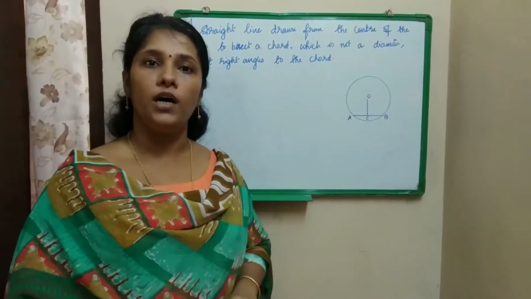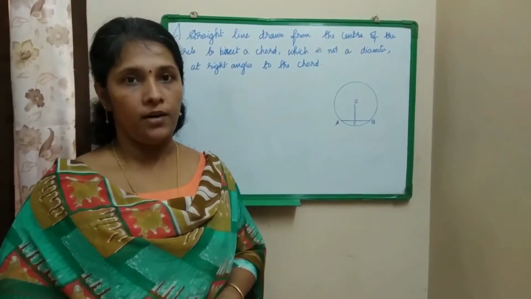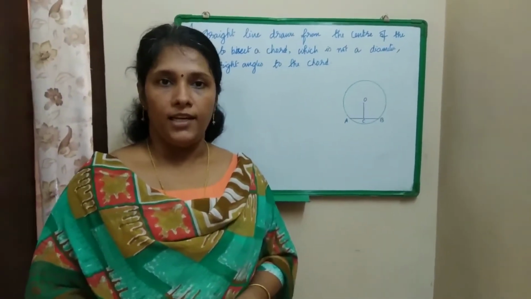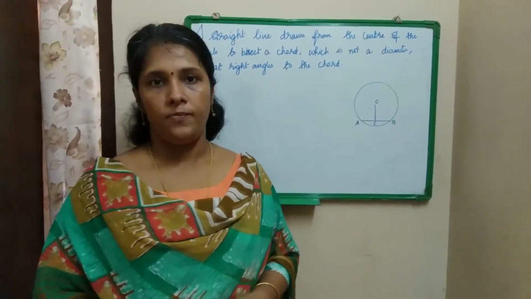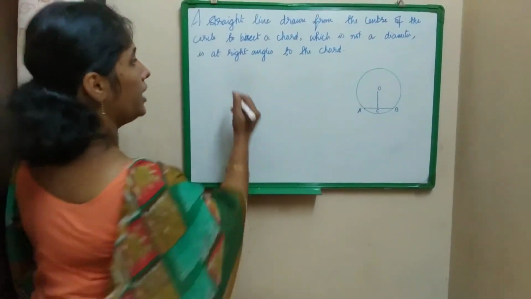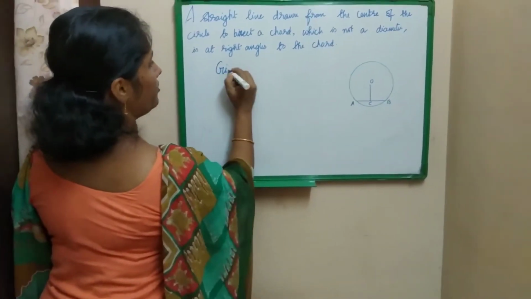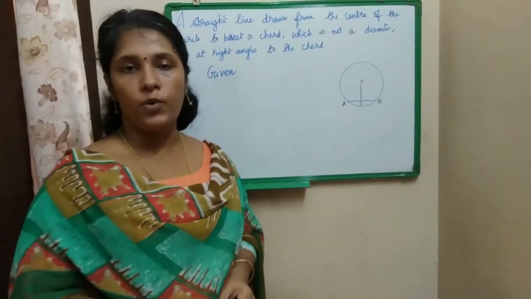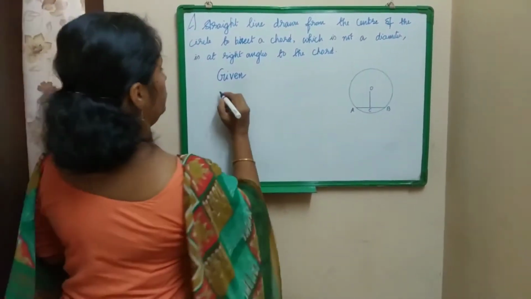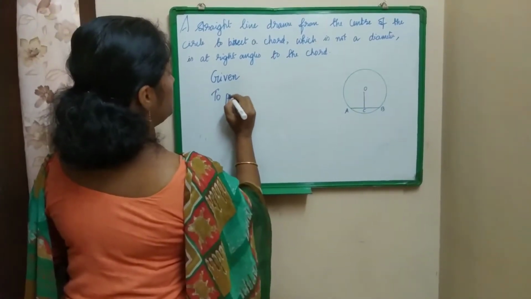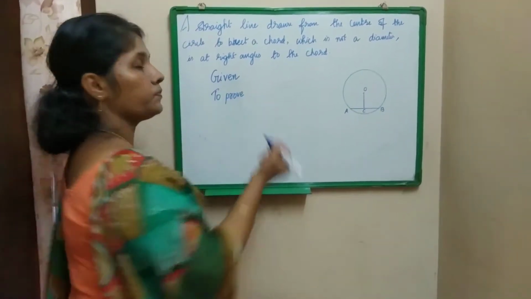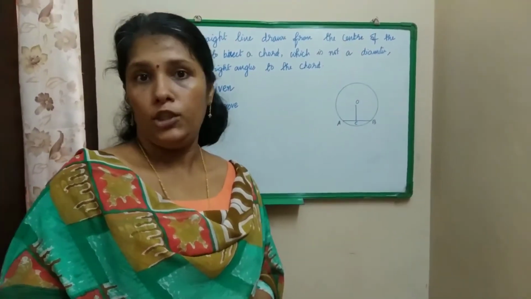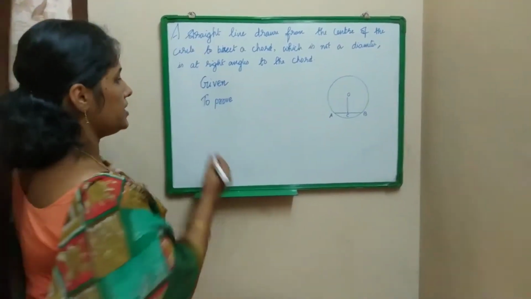Now let's move to the proof of the theorem. To prove a theorem, there are 4 parts. The first one is given. We need to identify what are the given things. The second one is to prove. To prove means here we need to identify what is the thing we need to prove. The third one is construction.